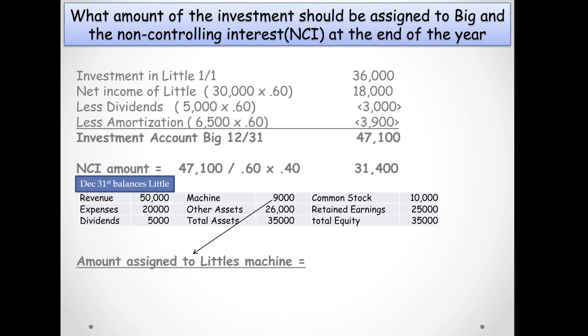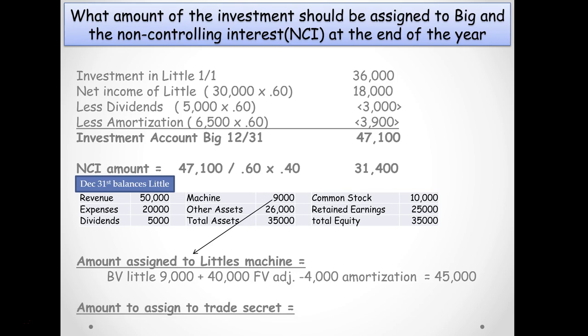Now, let's take a look at the amount assigned to Little's machine. Little's machine would be Big's machine for the consolidated financials. The book value of $9,000 plus the $40,000 adjustment to fair market value minus the $4,000 amortization is $45,000. Remember, we show 100% of the subsidiary's adjustment to fair market value minus 100% of the amortization. The amount assigned to the trade secret would be the $10,000 minus the $2,500, which gives you $7,500. And that ends this presentation.